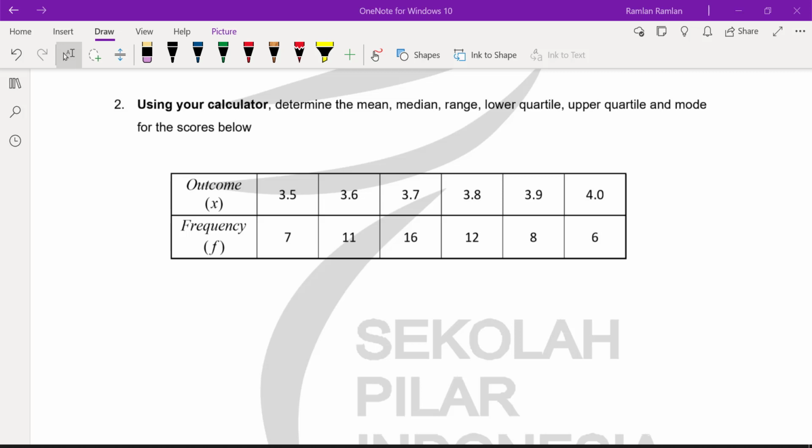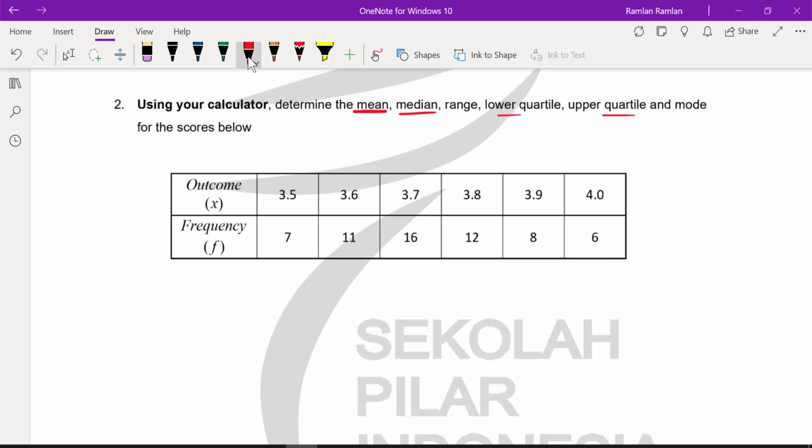So in here, guys, previously we were shown a singular data. This time we're going to see it in a table, in a frequency table. In here, you can see outcomes 3.5, 3.6, and so on, and we have frequencies 7, 11, 16, 12, 8, and 6. So actually, we can do it manually, but you can also use a calculator to find the mean, especially for the mean, for the median, range, and quartiles here.